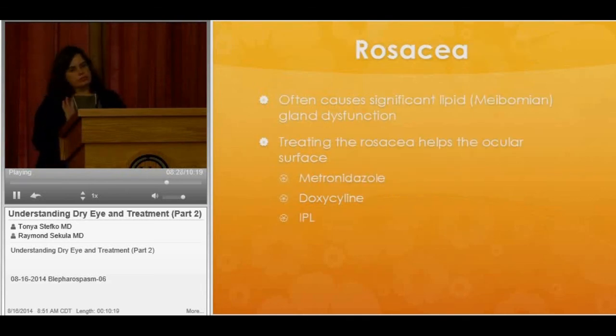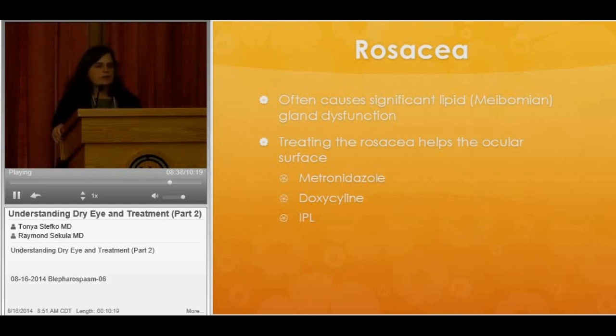Rosacea sort of deserves its own slide because so many people have this, and you think it may not actually affect the eye, but it causes pretty bad dysfunction of the eyelids. If you treat the rosacea, it helps the ocular surface. And the ways that most dermatologists do this are with Flagyl, which is metronidazole, or doxycycline orally, or you can use intense pulse light, which also gives you the benefit of you look younger after it.